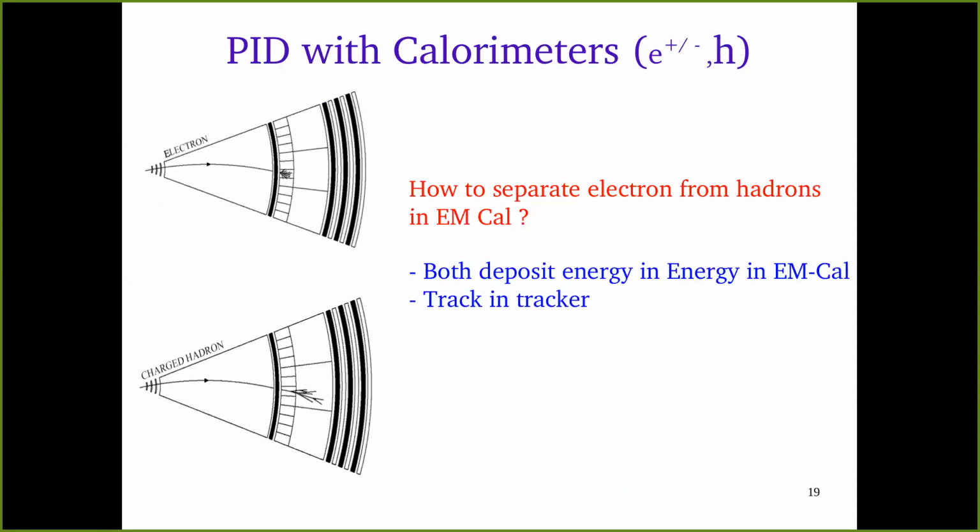So how can you actually separate the electrons from hadrons in the EM calorimeter? Because electrons lose the entire energy in the electromagnetic calorimeter, whereas a charged hadron loses a fraction of its energy in the calorimeter, but they can be very resembling, very much identical. And also you cannot use the tracker information here because both the electron and the charged hadron leave tracks in the tracker. So you lose the distinctiveness, you cannot use the tracker as an additional separator for electron and hadron. So how do you do this? How can one separate out the cluster produced by an electron from a hadron?